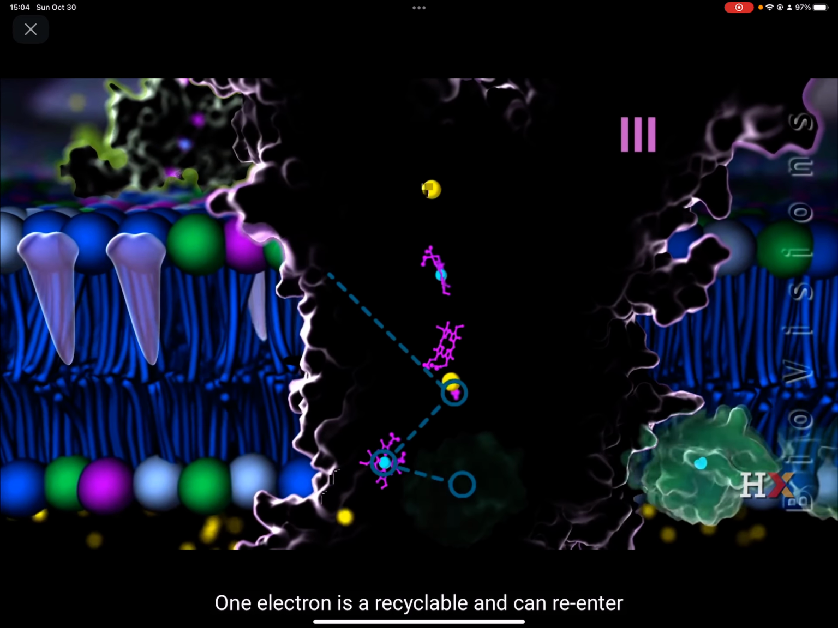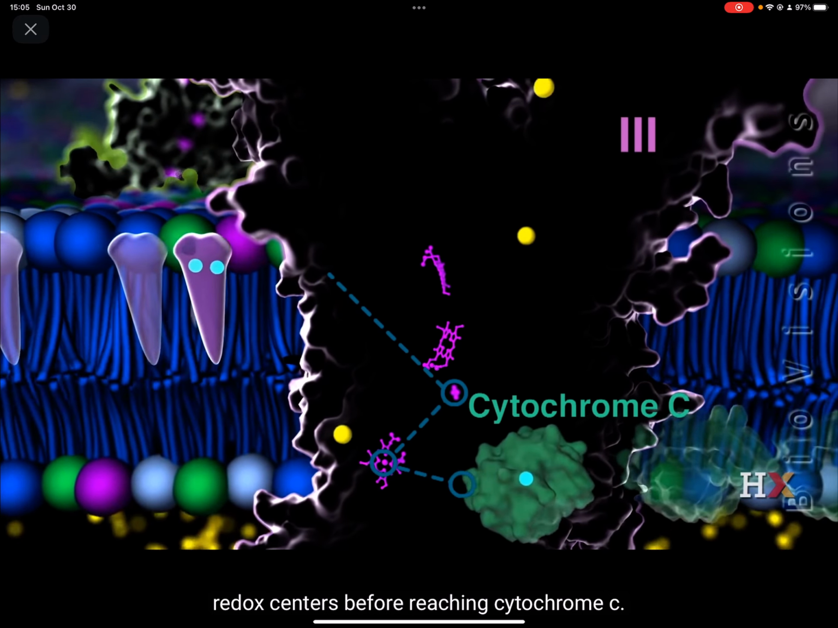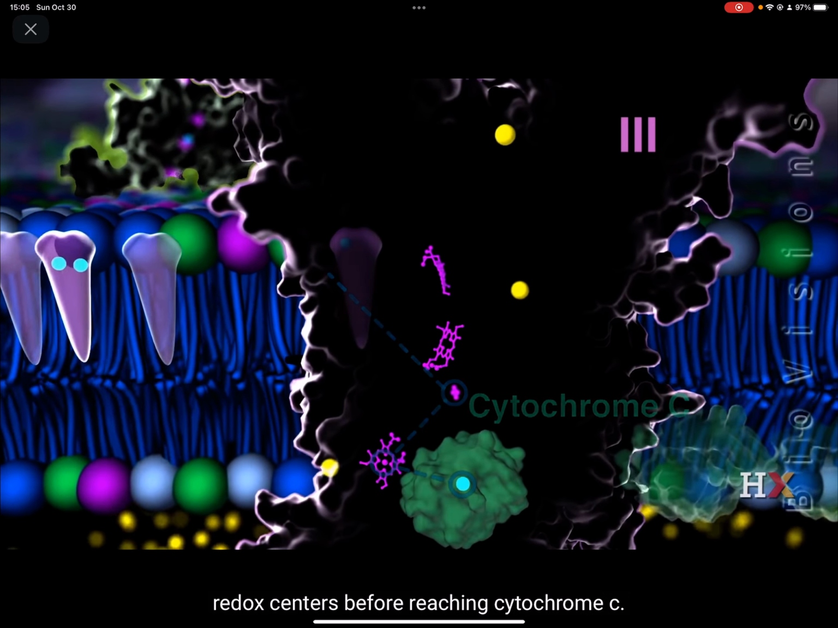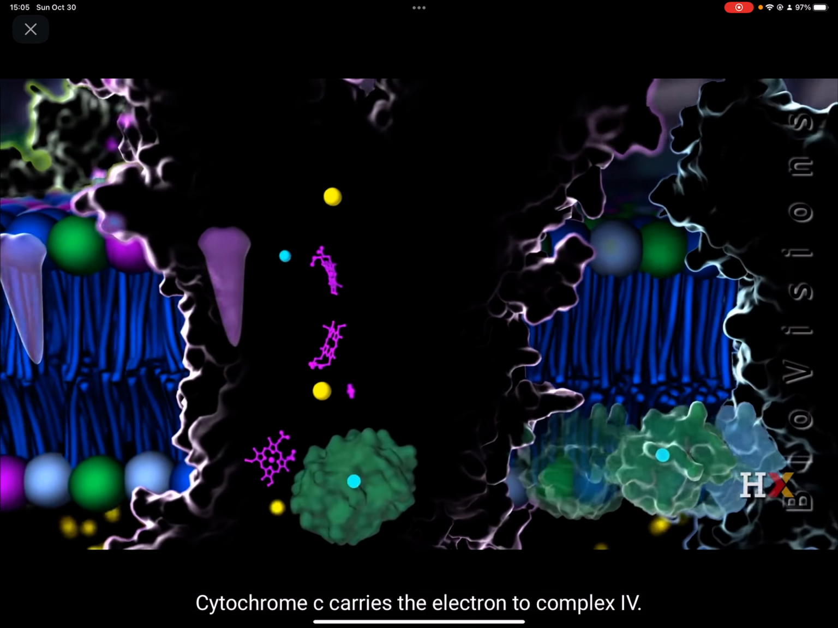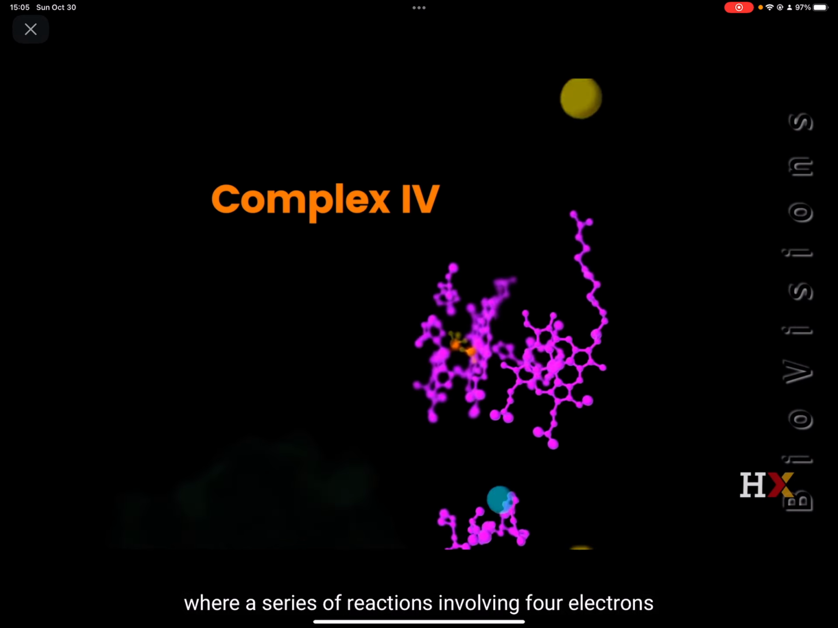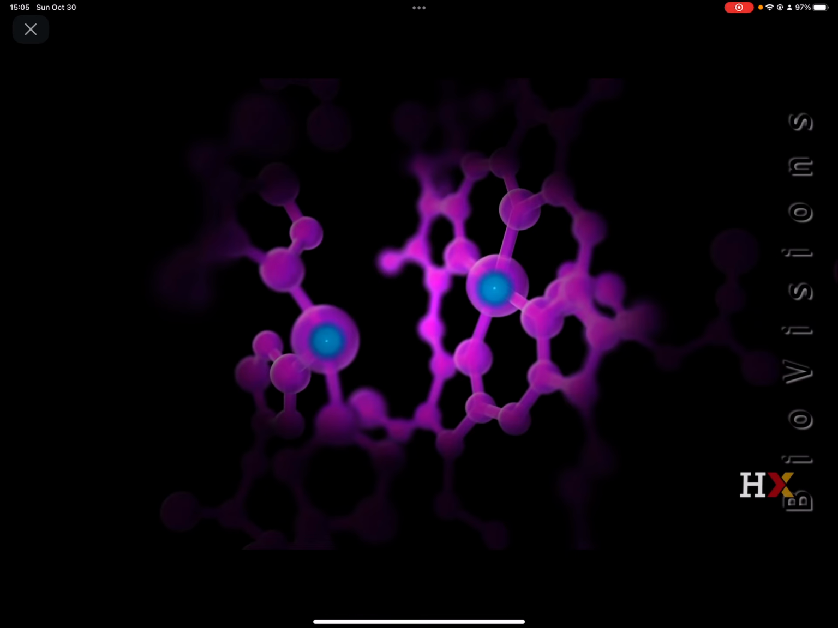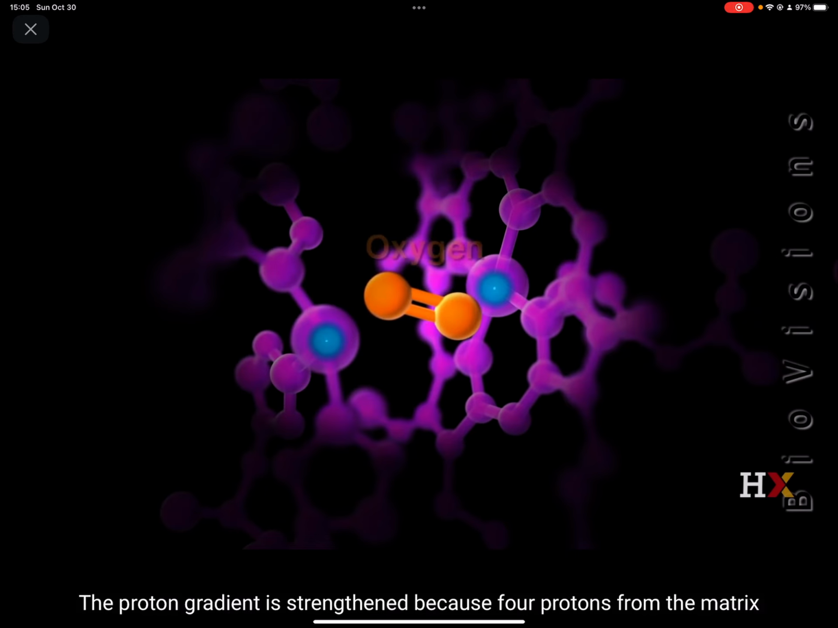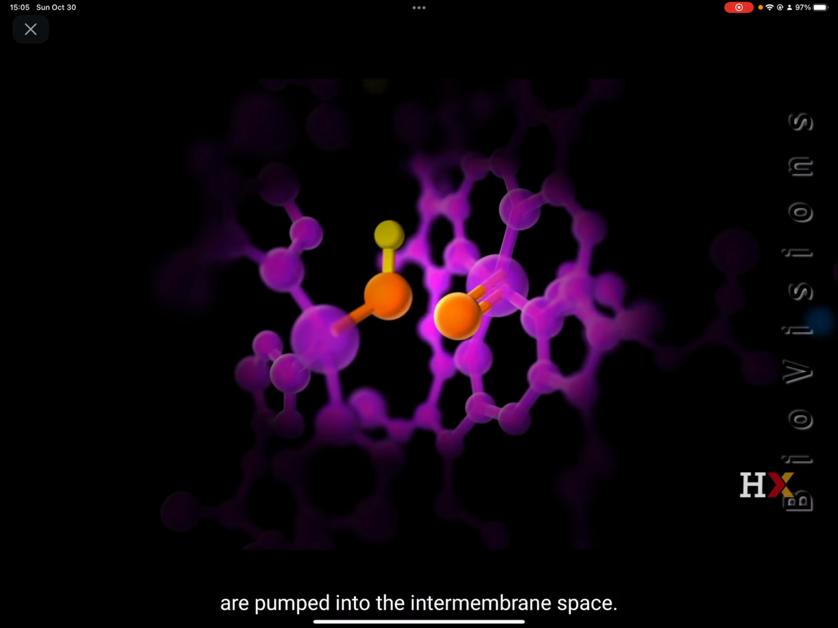And one electron is recycled and can re-enter complex 3 later, but the others pass through 2 redox centers before reaching cytochrome C. Cytochrome C then carries the electrons to complex 4. The electron transport chain then ends in complex 4, where a series of reactions involving 4 electrons convert a molecule of oxygen to 2 molecules of water. The proton gradient is strengthened because 4 protons from the matrix are incorporated into water molecules, and another 4 are pumped into the intermembrane space.